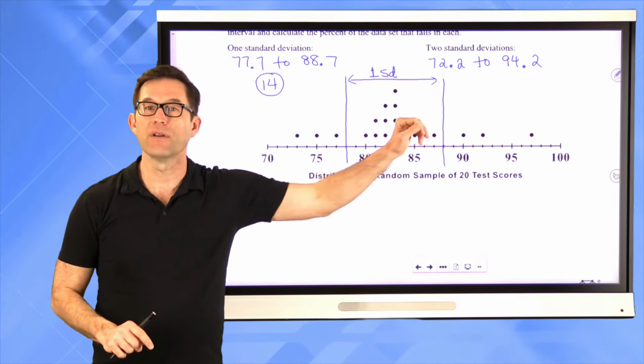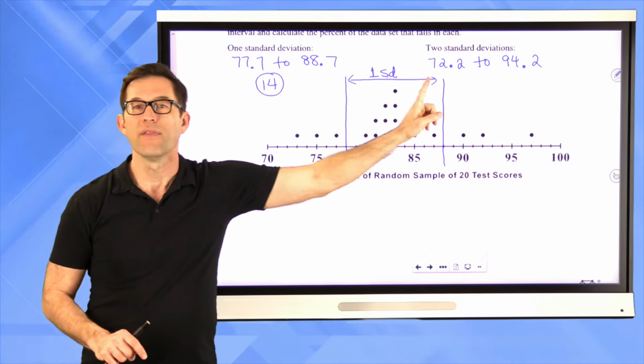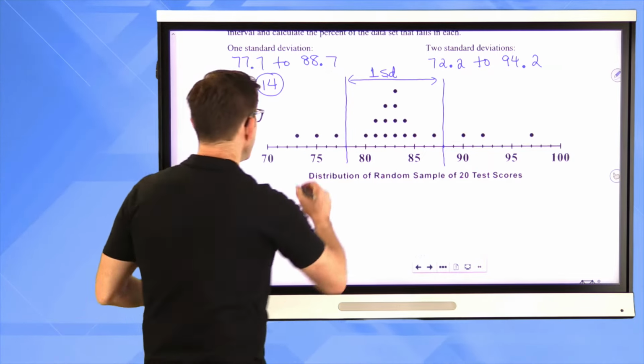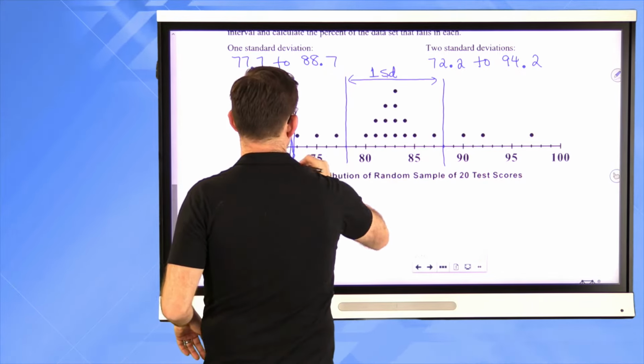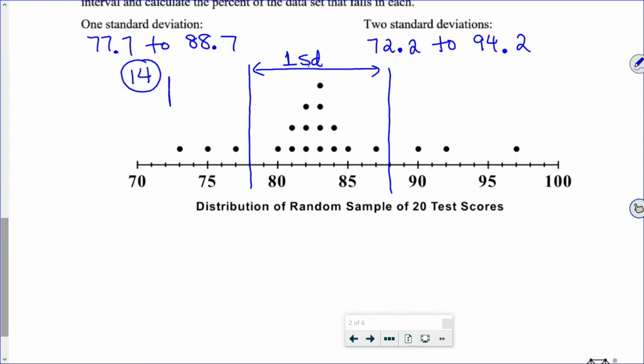Now for two standard deviations, that's 72.2 all the way to 94.2. That means that the first one that would get in there would be a 73, which means that one would. Let me put a little box here. Oops, that might have been the worst vertical line ever. 72.2 would be roughly there, 94.2 would be roughly here. So everything within these two is two standard deviations, okay?